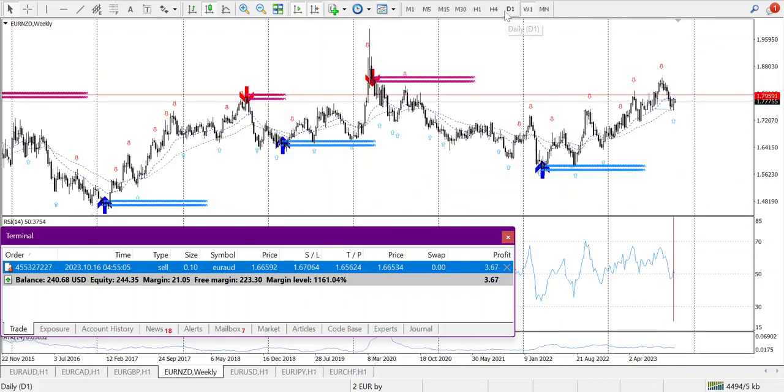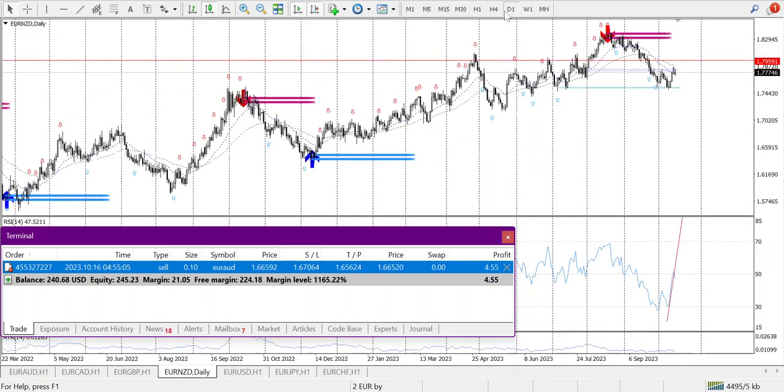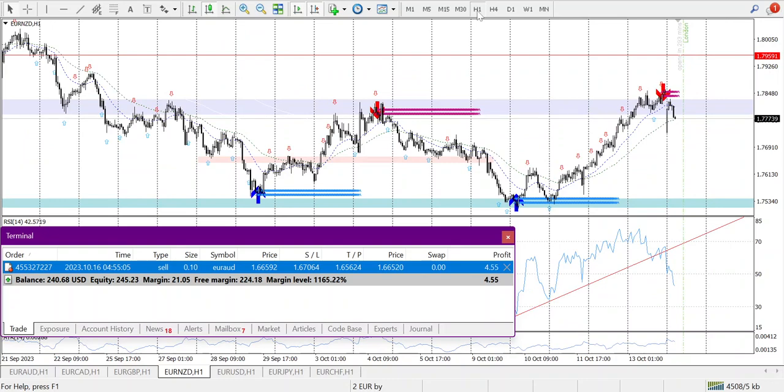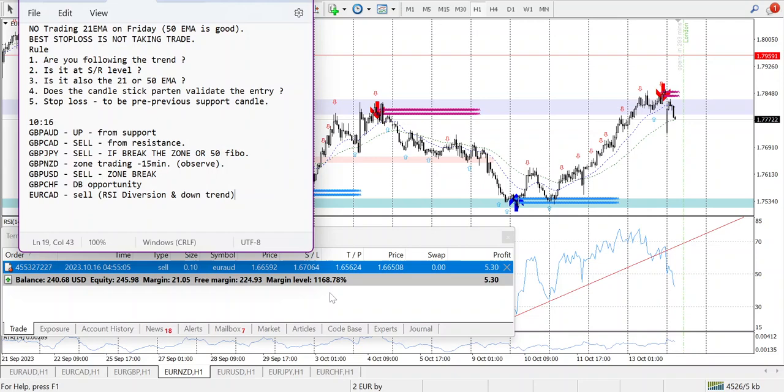Weekly, it's an uptrend. Daily, uptrend, it's a support resistance level, trying to go up. Hourly one. So in the range, Euro NZD, look at Euro NZD in the range. GBP NZD also in the zone.